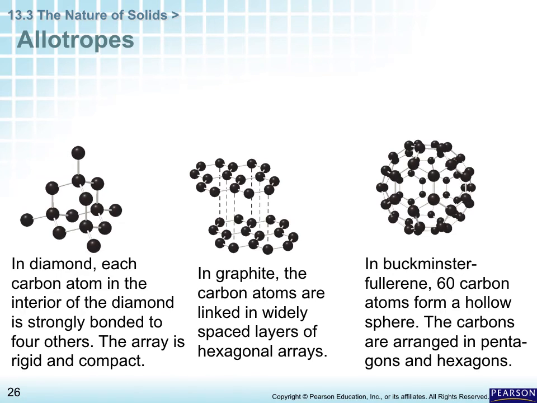Graphite, in the middle. In graphite, the carbon atoms are linked in widely spaced layers of hexagonal arrays. On the right is a buckyball, or a Buckminster fullerene. There are 60 carbon atoms that form a hollow sphere. The carbons are arranged in pentagons and hexagons.